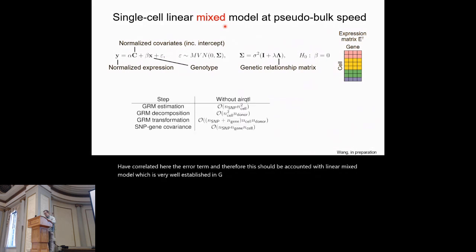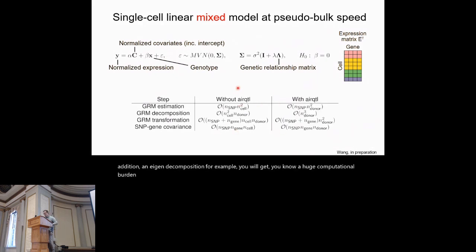I will not go through the technical details, but this normally comes with several steps to deal with the computation, and you estimate the genetic relationship matrix and so on. Without our acceleration, which applies at the matrix operation level, besides multiplication, but also addition and eigen decomposition, for example, you will get a huge computational burden. But with our acceleration, you can see here, the computational complexity essentially reduces to the number of donors, and you don't find the number of cells at all in this case.